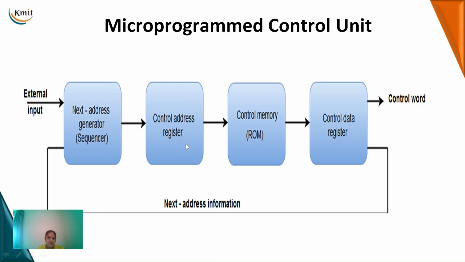So the control address register contains the address of the micro instruction. In the ROM, the particular instruction will be fetched and placed into a register called the control data register. Once it is placed in the control data register, the micro instruction will be executed. And while the micro instructions are being executed, the next address is computed in the next address generator circuit and then transferred into the control address register to read the next micro instruction. So once this is executed, the next address generator generates the address of the next instruction and places that address in the control address register.